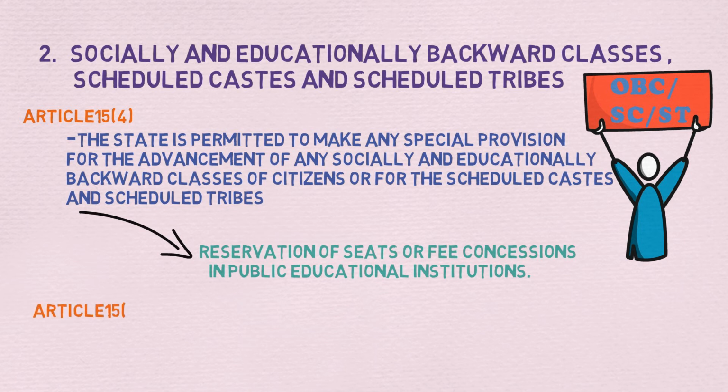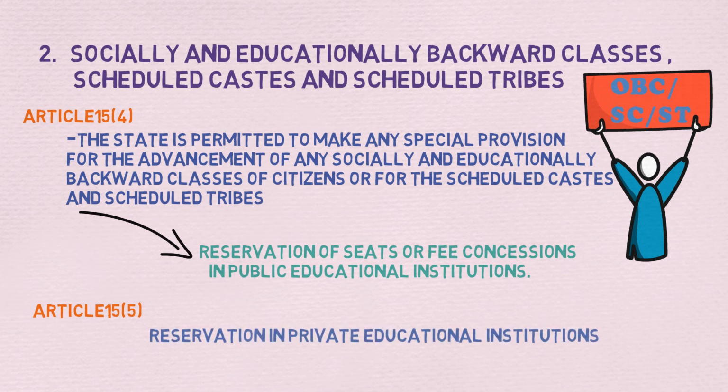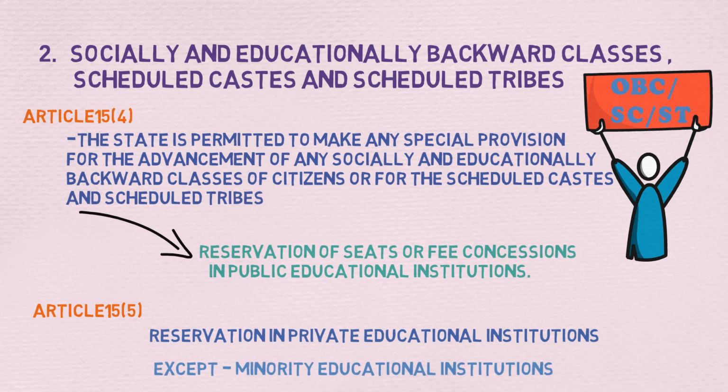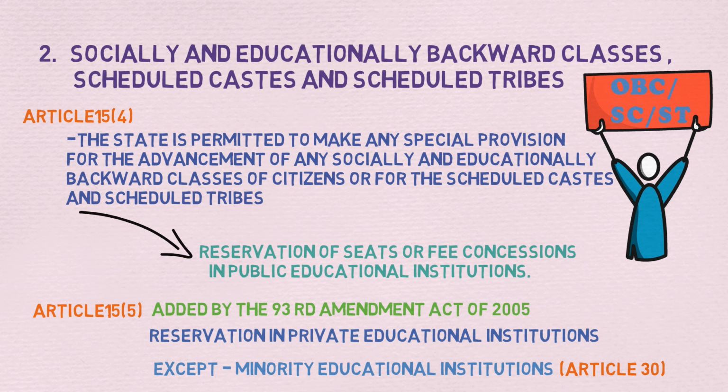Using Article 15 Clause 5, the government can provide for reservation in private educational institutions. However, this clause is not applicable to minority educational institutions, which are separately protected by Article 30. This provision was added by the 93rd Amendment Act of 2005.